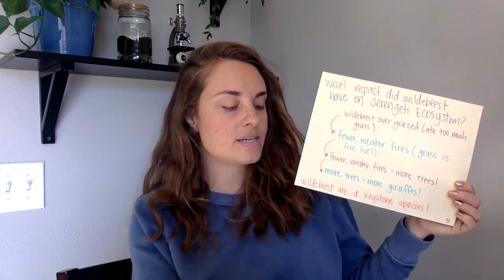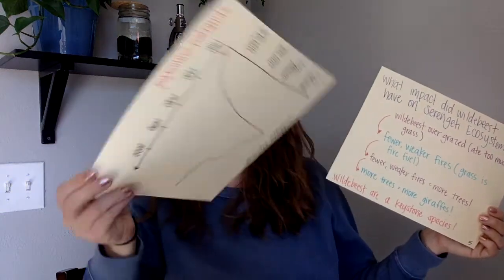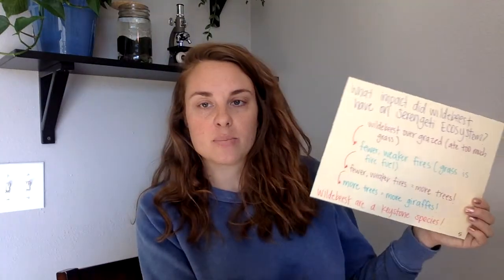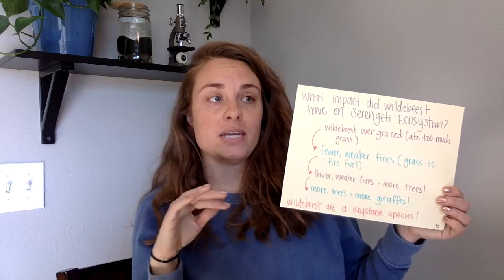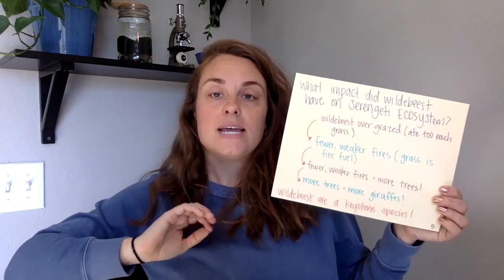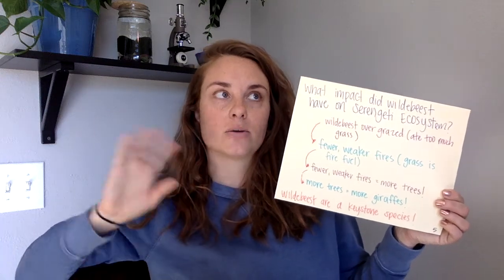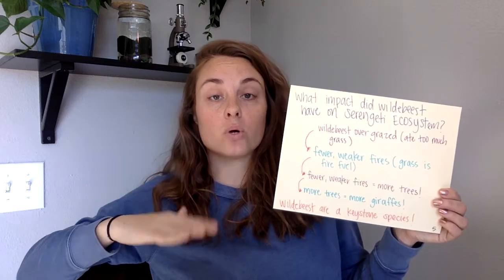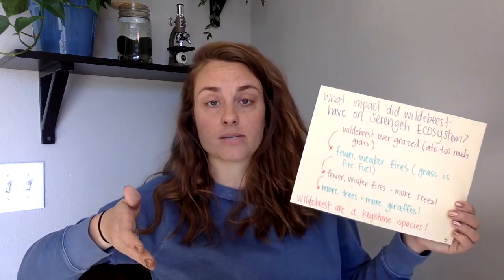Because they exceeded their carrying capacity, they overgrazed, meaning that while they were migrating, they ate too much grass. And when that happened, there was less grass in the ecosystem. And that resulted in fewer, weaker fires. So fires are a common occurrence in this ecosystem.